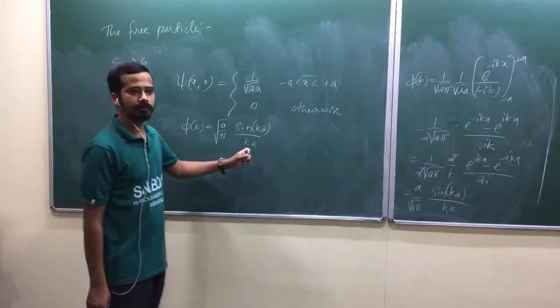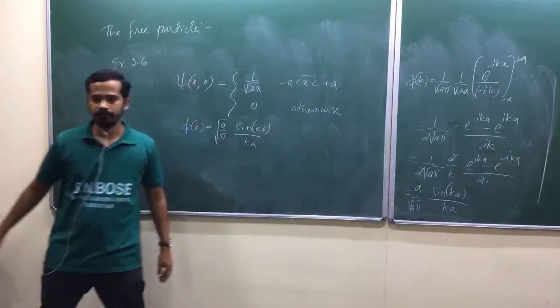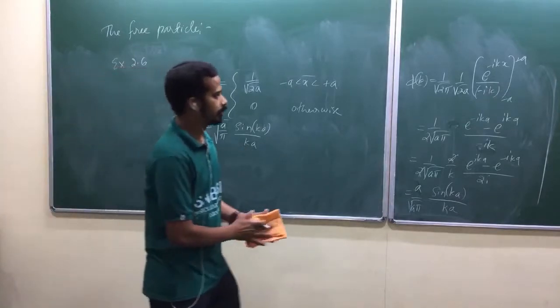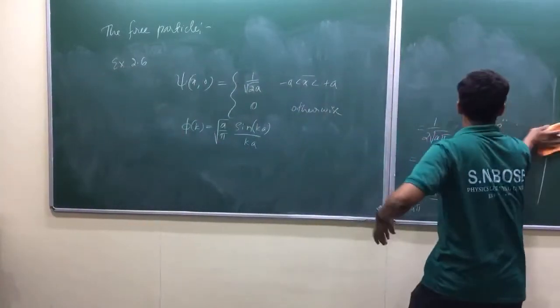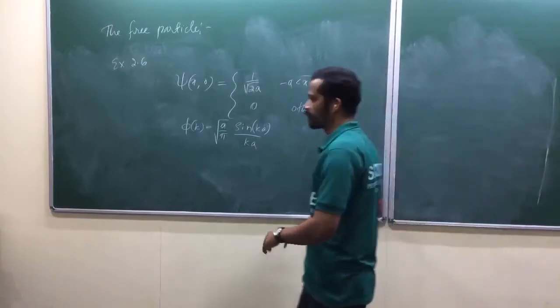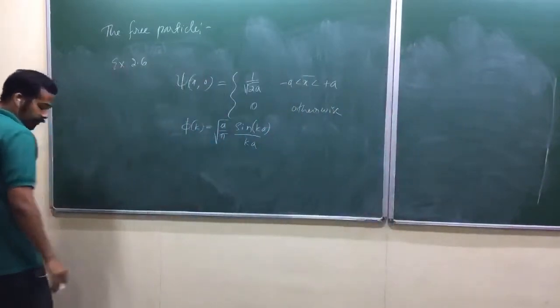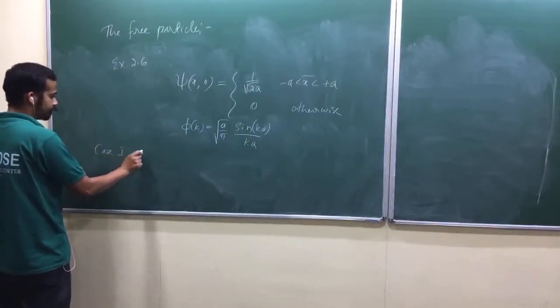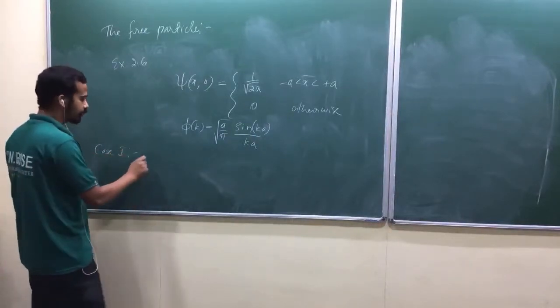If you plot this, what would you get? In the morning, I told you to plot this. Am I right? Now look here. Let me take 2 cases. Now we can understand the uncertainty here. Case 1: well-defined position.